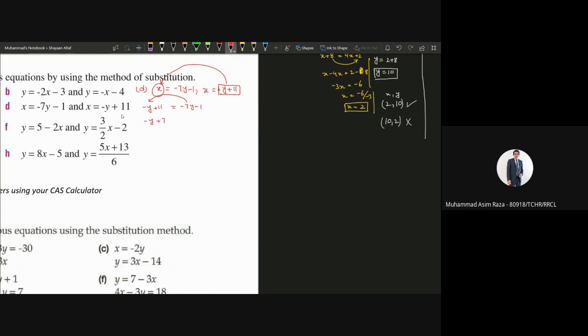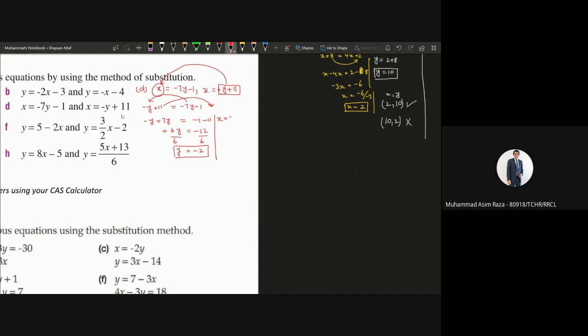Be very careful while dealing with the signs, and this positive 11 will go onto this side and it will become -11. So you will have positive 6y is equal to -12. So divide both sides by 6, and you will have y is equal to -2, right? And then we can put this value of y into any equation to get the value of x.